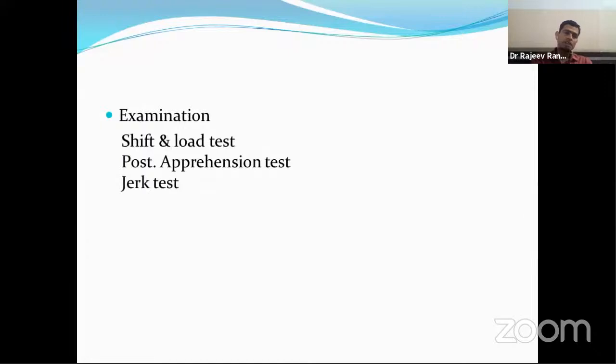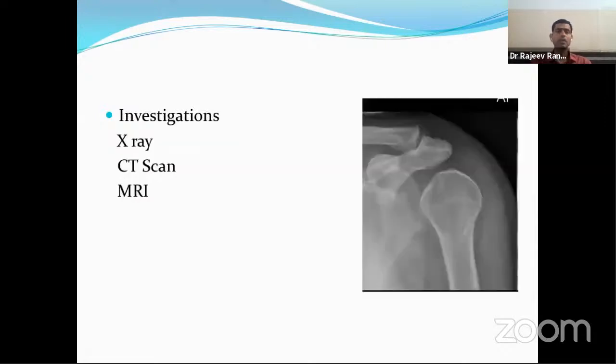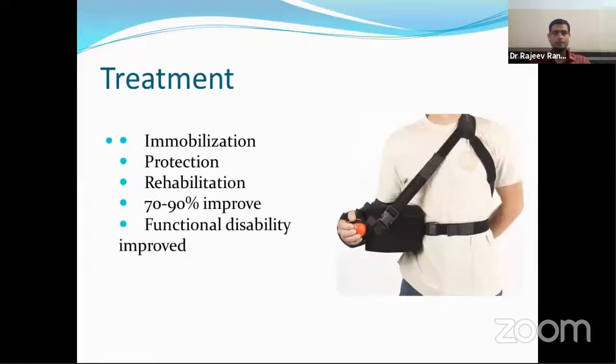The examination includes the shift and load test, which we have already discussed, the posterior apprehension test, and the jerk test. Investigations include the same: the X-ray, the CT, and the MRI. What we see in such cases, as we have already seen, is the reverse Bankart or the reverse Hill-Sachs lesion, or the counterpart of the ALPSA, the POLPSA, posterior labral periosteal sleeve avulsion.